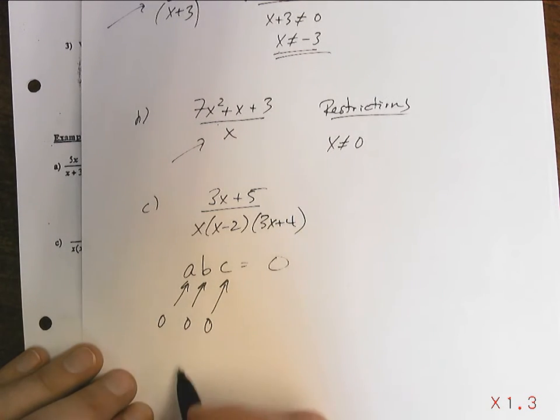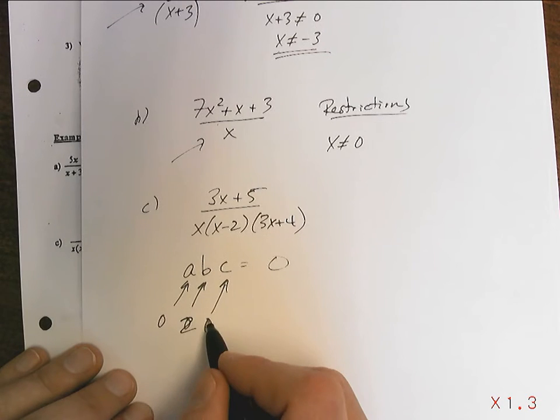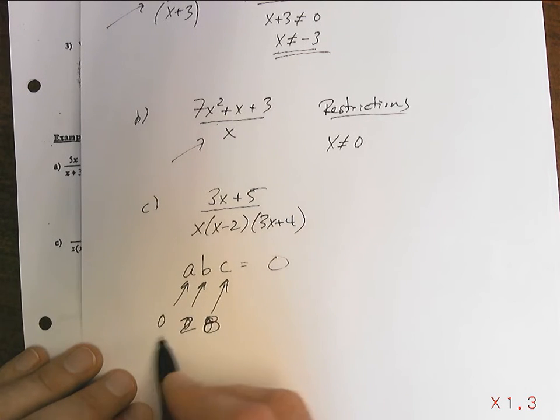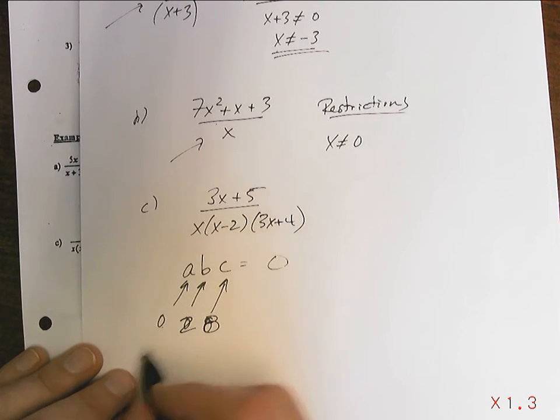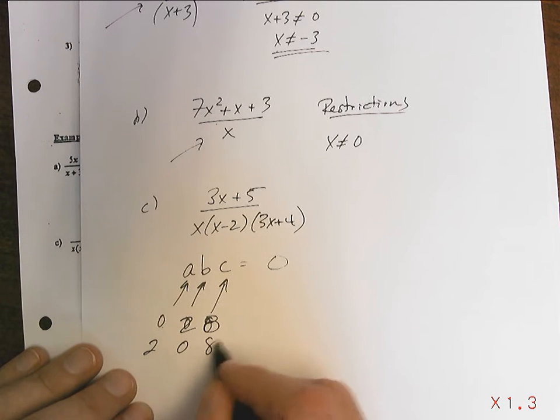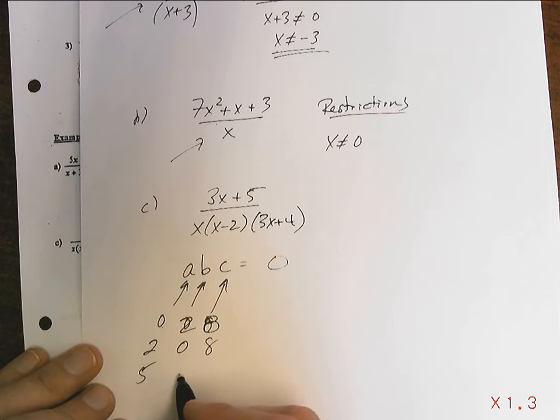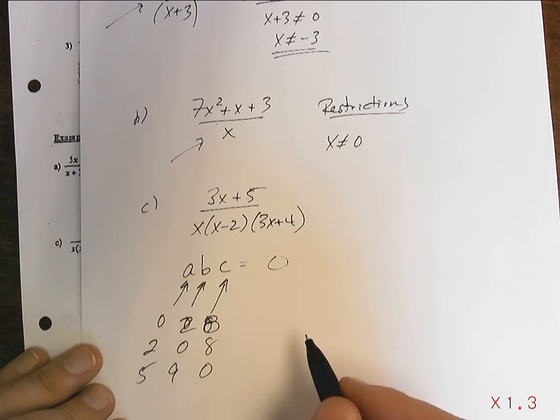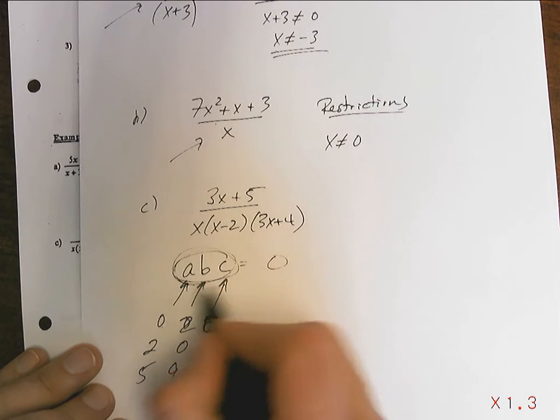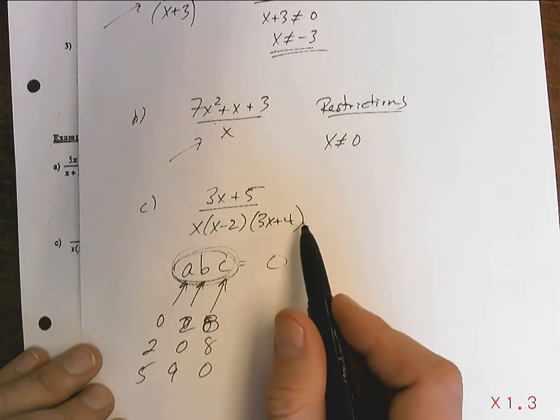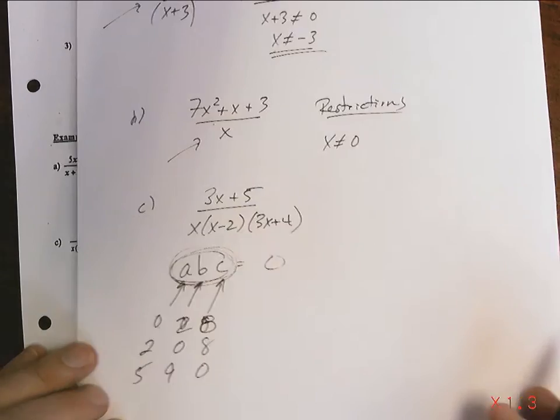That doesn't mean they all have to be 0. So for example, this could be 0 and this one could be 2 and this one could be 8. 0 times 2 times 8 is 0. Or this one could be 2, this one could be 0, this one could be 8. 2 times 0 times 8 is 0. Or this one could be 5, this one could be 9, and that one could be 0. 5 times 9 times 0 is 0. So if any of these are 0, the bottom goes to 0, and we get kapowie.